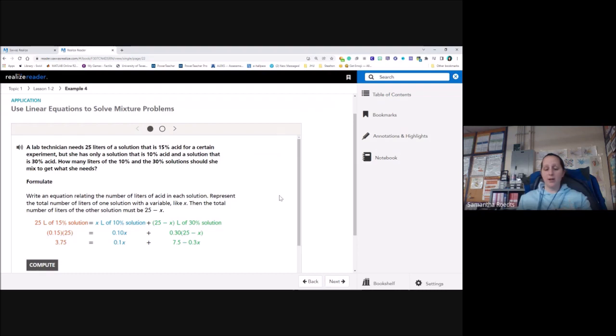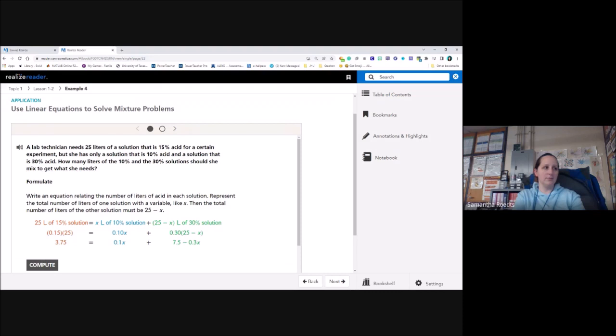So again, I'm going to write an equation. Write an equation relating the numbers of liters of acid in each solution. Represent the total number of liters of one solution with a variable like x. You can choose any variable that you would like. Then the total number of liters of the other solution must be 25 minus x.